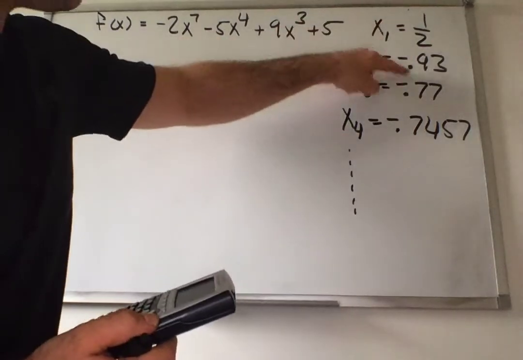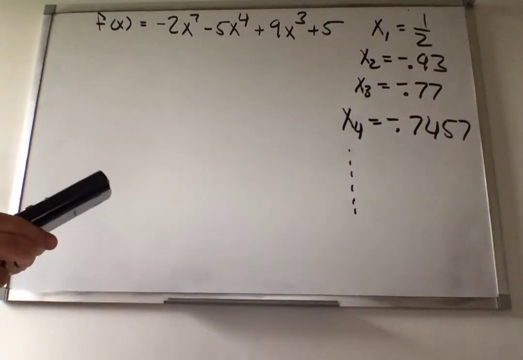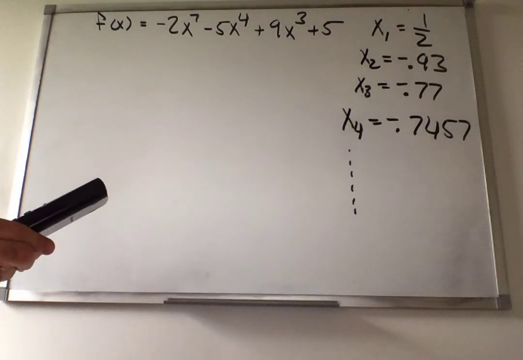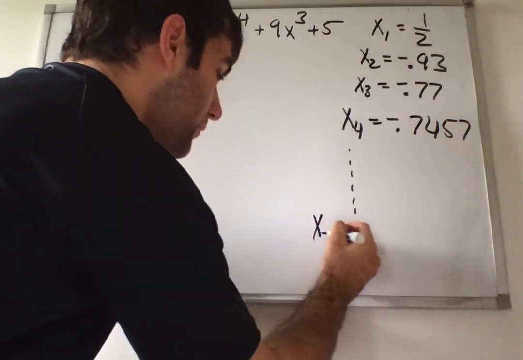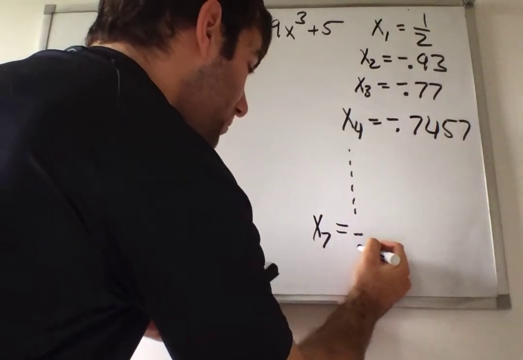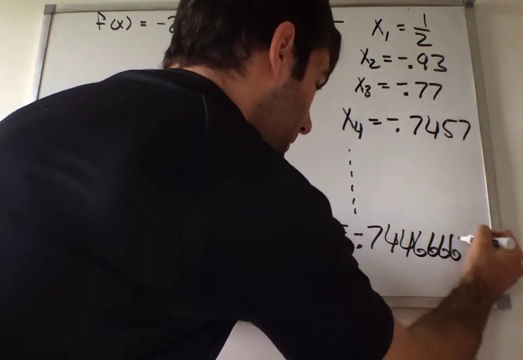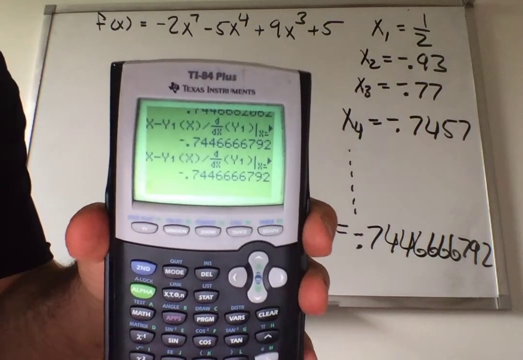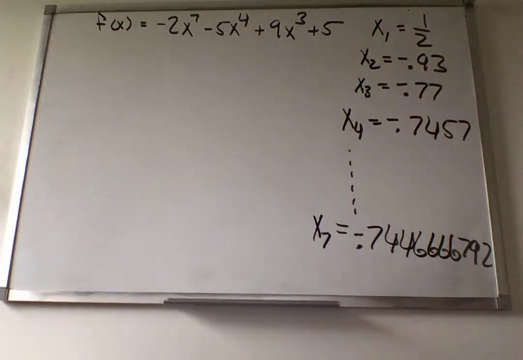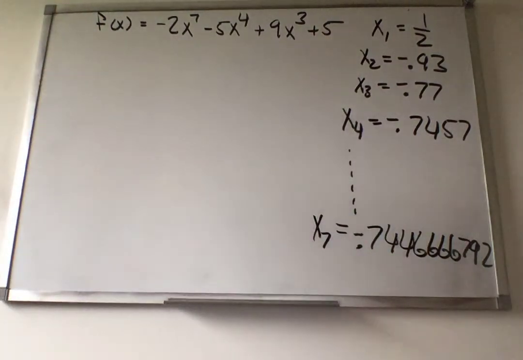As you can see, we're getting closer to some 0.7 number, negative 0.7 number. So let's see, I hit it a fifth time, 6, 7. After hitting it 7 times, we get negative 0.7446666792. The 6th iteration and the 7th iteration are exactly the same. That means we just found a 0 to this function right here.